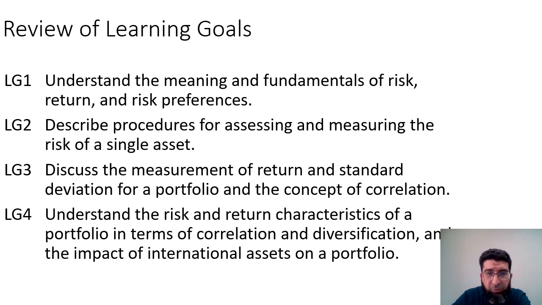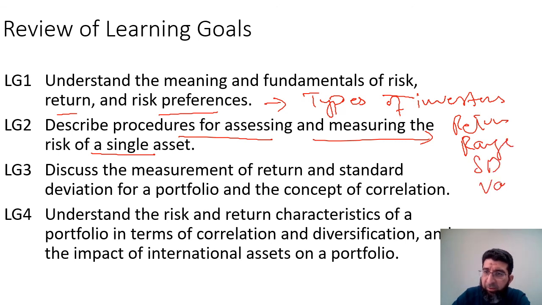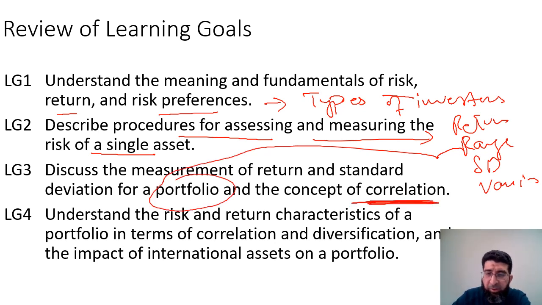So let's review the learning goals. We worked on risk, return, and risk preferences, with respect to types of investors. We also discussed the procedures for assessing and measuring the risk of single assets. This was how to calculate the return and the risk in terms of range, standard deviation, and then variance. We did the same for the portfolio as well. And we discussed the concept of correlation. Correlation is basically the structure between two assets in terms of risk and return. And we also discussed the concept of diversification, especially with respect to international assets.